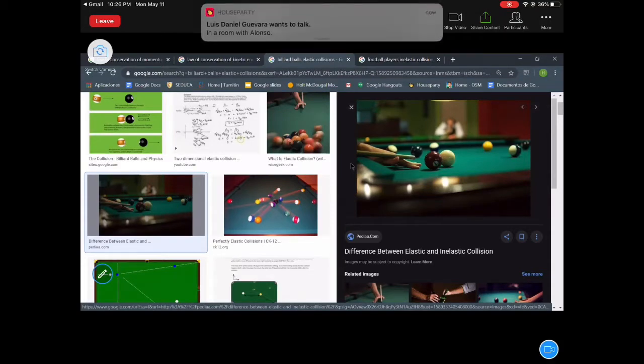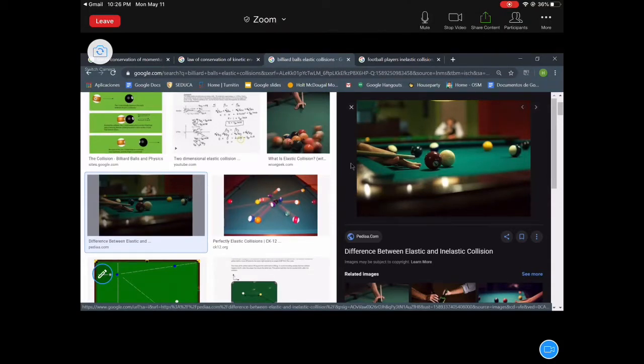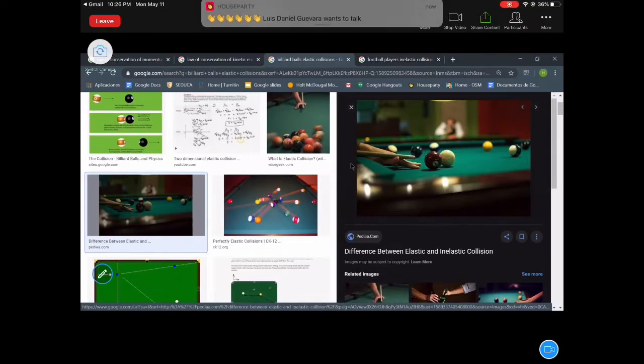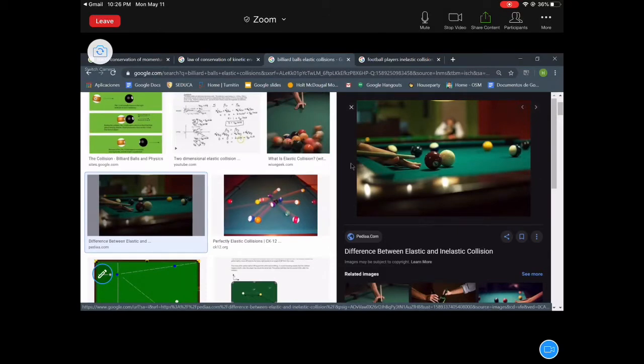In that elastic collision, object number one, after hitting, is going to stop, and object number two, which was at rest, is going to start moving, and therefore the energy and the momentum are conserved. The other example would be when two balls are moving in opposite directions, and when they collide, they both stop so that the momentum and the energy are conserved, right?